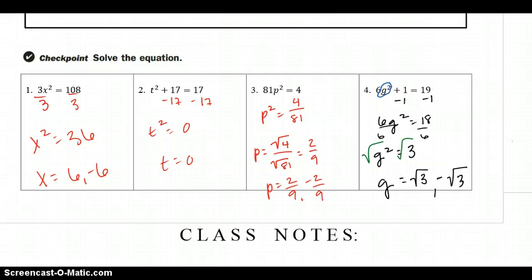Okay? Questions over any of the checkpoints? Alright, flip to the next page.